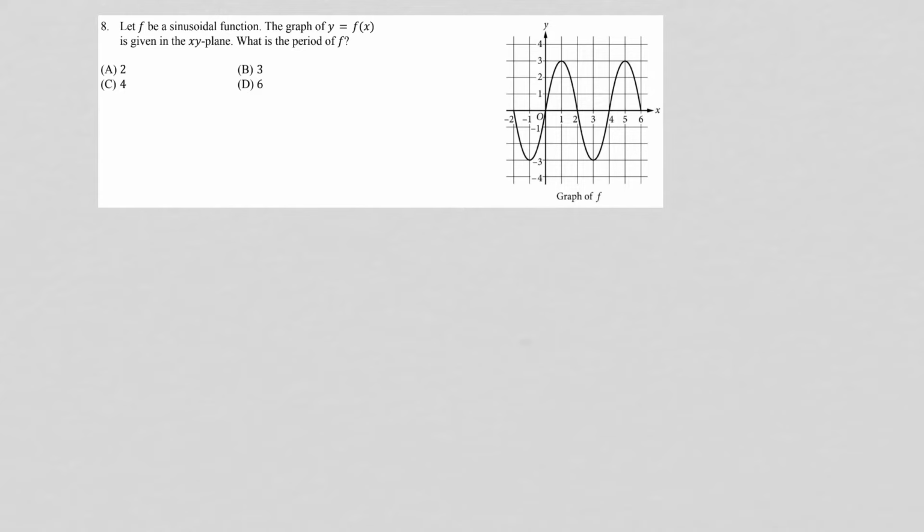It's like a sine curve or some transformation of it. What's the period? Well, what period means is how long does it take to get from the starting point to the next starting point. And as you can see, it went from 0 to 4, which means the answer is 4.